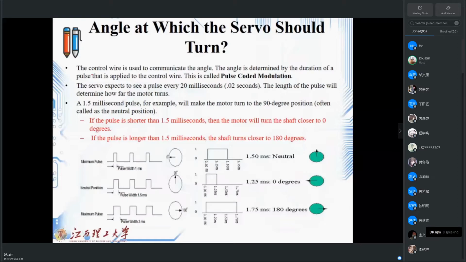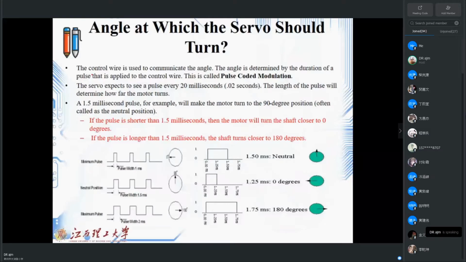A 1.5 millisecond pulse, for example, will make the motor turn to the 90-degree position. What I mean is that we learned PWM. As I showed you here, this motor works based on the PWM principle, and based on the duration of the on and off pulse of this PWM, you can move the servo motor.